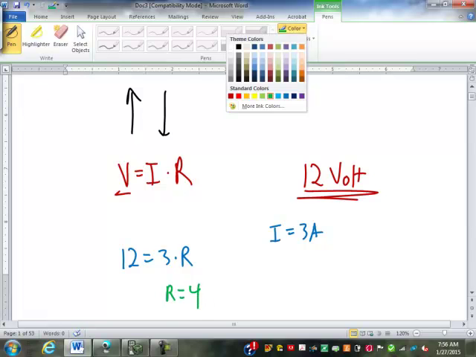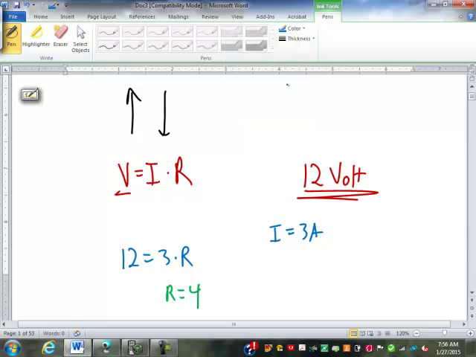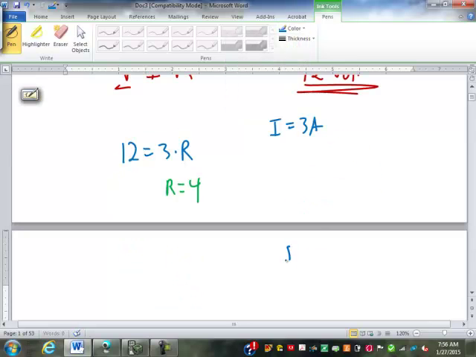But let's say you want that current to go up to 6 amps. Well, the voltage is still 12. The current goes up to 6 amps. The resistance has to go down to 2 ohms. As the current needs to get larger, the resistance has to get smaller. And vice versa. If the current needs to get smaller, the resistance has to get larger. That is an inverse relationship.